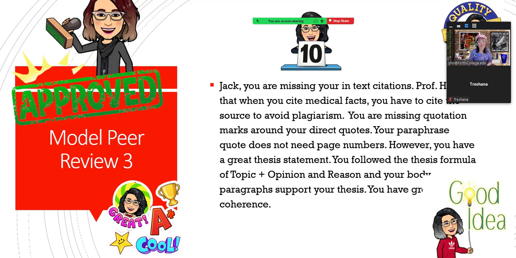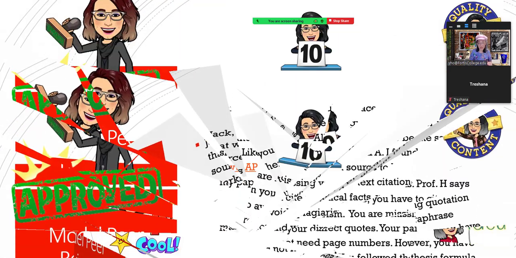So Jack, you are missing your in-text citations. This is for the second essay. Professor H says that when you cite medical facts, you have to cite the source to avoid plagiarism, and you are missing quotation marks around your direct quotes. Your paraphrase quote does not need page numbers. However, you have a great thesis statement and you follow the thesis formula of topic, opinion, and reason, and your body paragraphs support your thesis. You have great essay coherence.